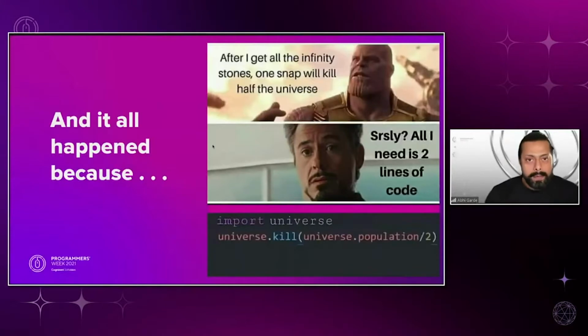Why did this all happen? Thanos says, after I get all the Infinity Stones, in one snap, I'll kill half the universe. Tony Stark replies, seriously? All I need is 2 lines of code. And there you have the 2 lines of code. How we define problems, what is the level of clarity in terms of what needs to be delivered? Is it just a 2 lines of code problem, or are we misinterpreting the problem?